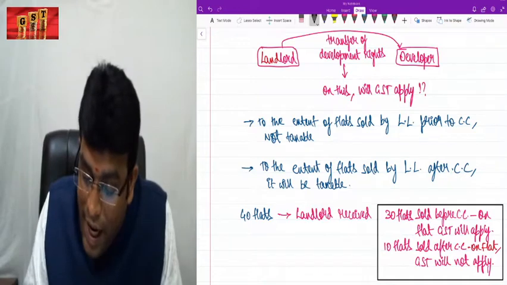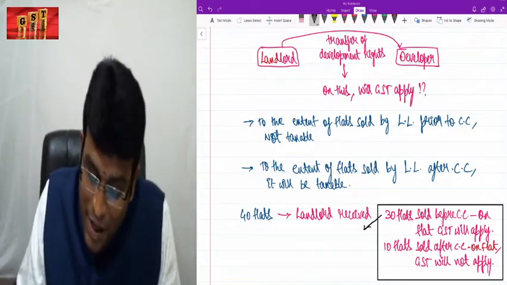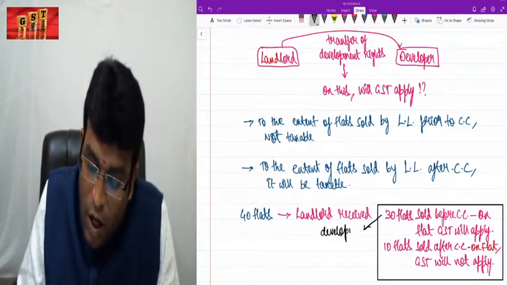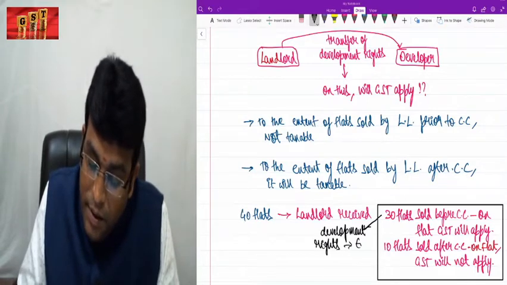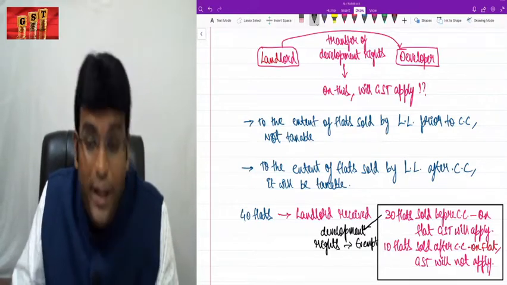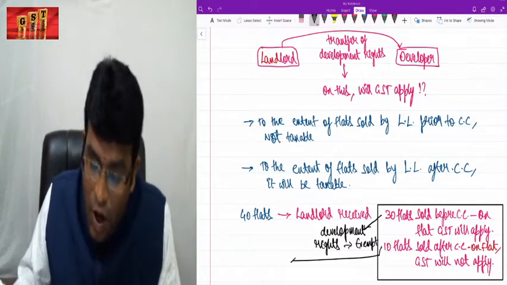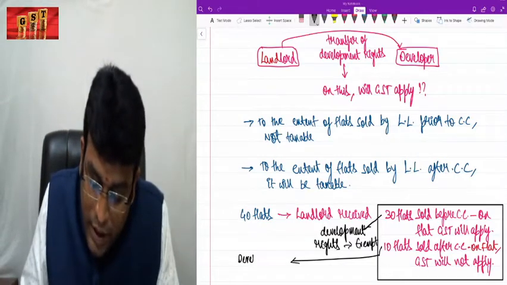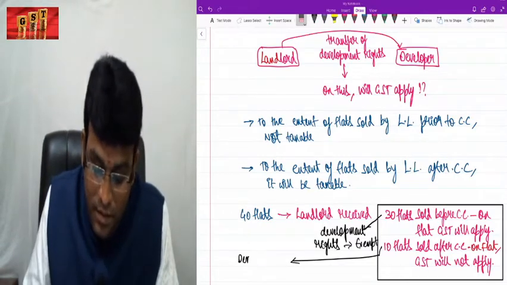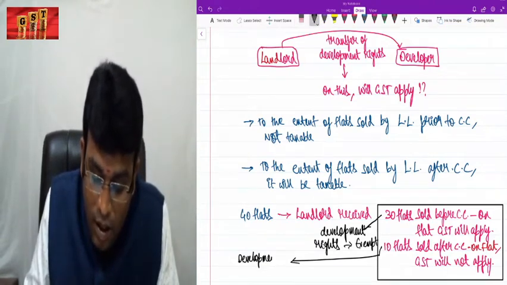Now what they told is that on 30 flats, did you pay GST? Yes. So what they told is, on these 30 flats, development rights are exempt. Next line. On these 10 flats, did you pay GST, my dear friends? On these 10 flats, is GST paid? No. So what will happen? To the extent of these 10 flats, to the extent of is what, sir? 10 flats, development rights.